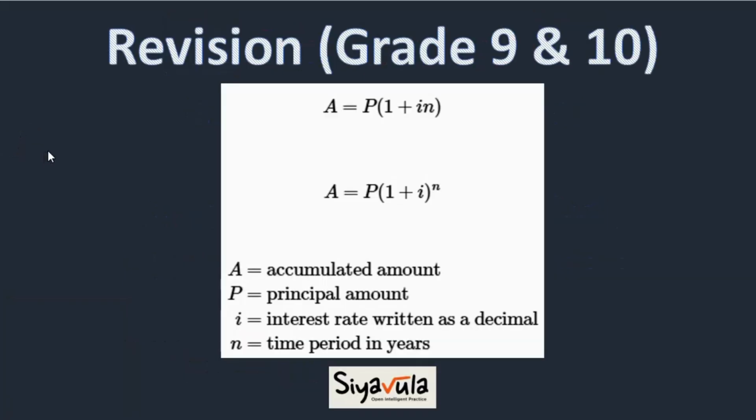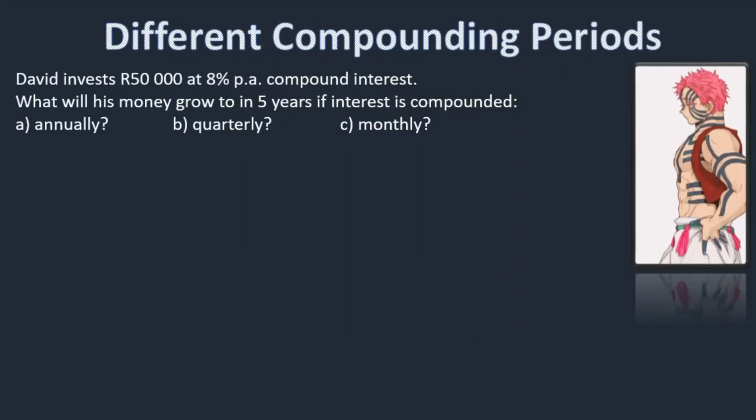I'm assuming that when you're watching this video as a grade 11 learner, you already have some basics from grade 9 and 10. Things like the simple interest formula and the compound interest formula are not too new to you. You know what these symbols mean, the accumulated amount, principal amount. So I'm going to pick it up from there and carry it forward, so that we end up with the proper understanding of grade 11 concepts. Here's what we are starting with: different compounding periods, right?